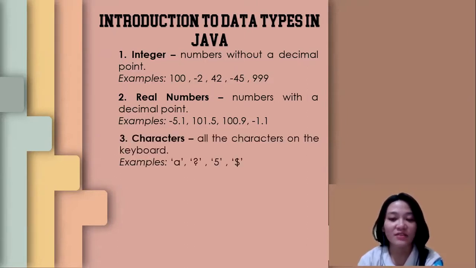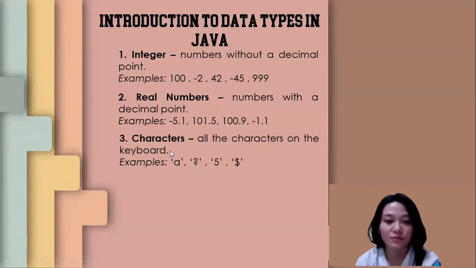Next is characters. So basically, it is what you can see on your keyboard and many more. Examples: 'A', '?', '5', and '$'. As you can notice, all the characters must be in between single quotation marks.